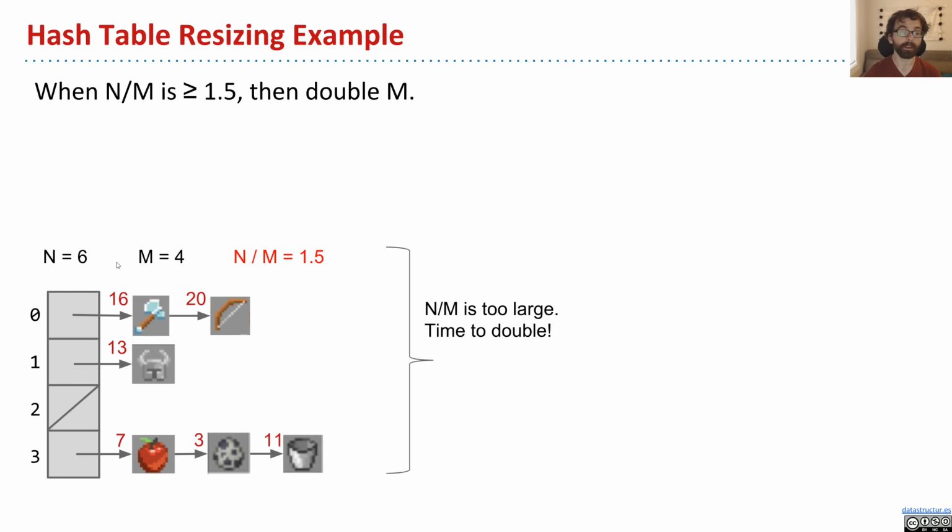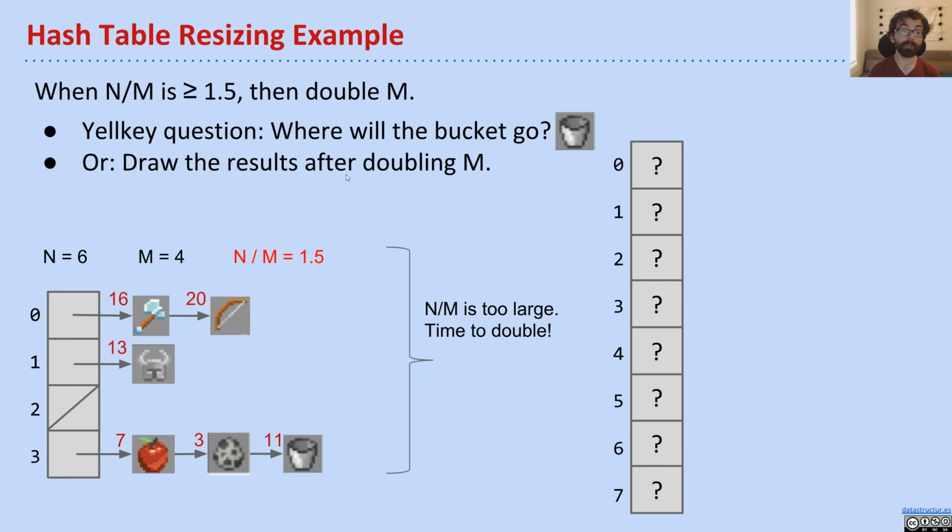So at this point, we have 6 items and 4 buckets, and we are exceeding the rule I just made up, where I said we've exceeded 1.5, and we now want to double m. So what I'd like you to do now is try and draw the results after we double m. So you're going to take all these items and figure out where they should go if we have 8 buckets. And now one question I have if you don't want to do the whole drawing, is just figure out where the bucket will go after resizing.